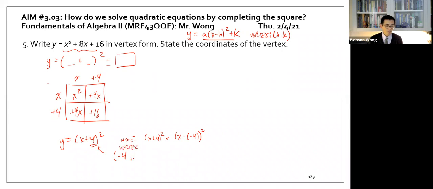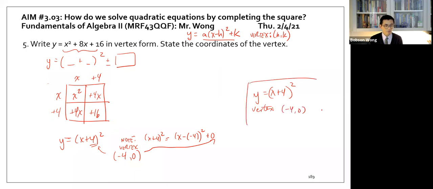And the y coordinate is 0 because there's no term after this. And so we can think of this as x minus -4 squared plus 0. So that's where the 0 comes from. So the equation in vertex form is y equals x plus 4 squared. And the vertex is negative 4, 0.